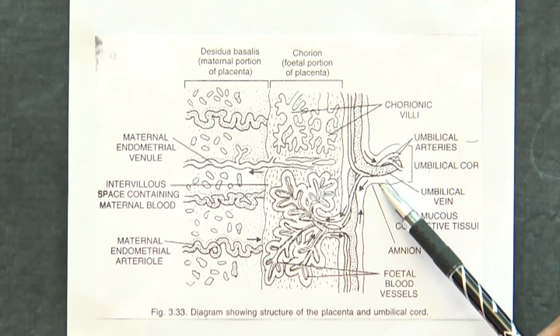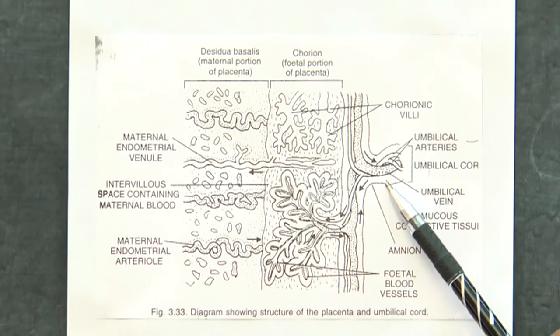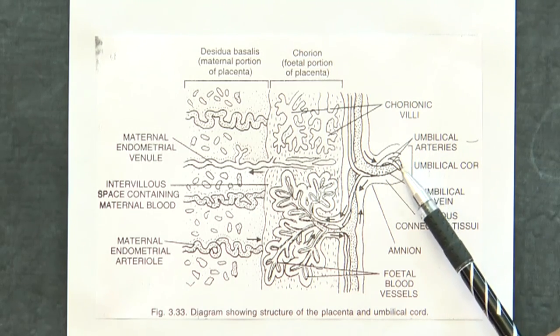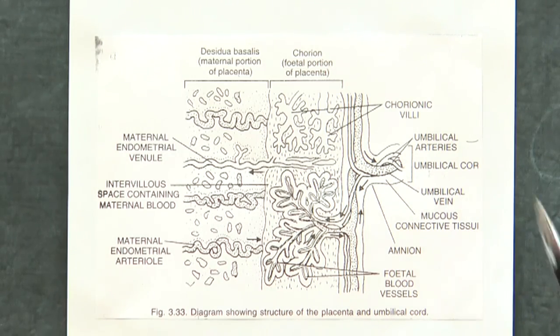And this is the amnion. This is the mucous connective tissue. The umbilical cord contains 2 umbilical arteries and 1 umbilical vein.